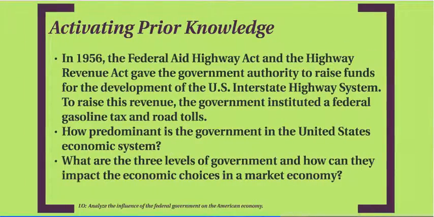In 1956, the Federal Aid Highway Act and the Highway Revenue Act gave the government the authority to raise funds for the development of the U.S. interstate highway system. To raise this revenue, the government instituted a federal gasoline tax and road tolls. How predominant is the government in the United States economic system? What are the three levels of government, and how can they impact the economic choices in a market economy?